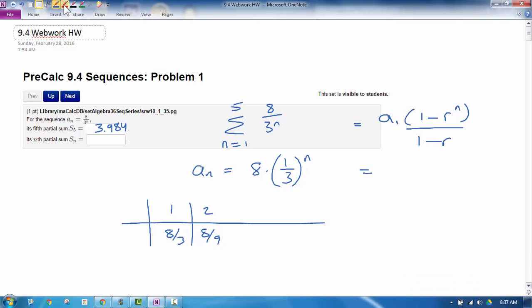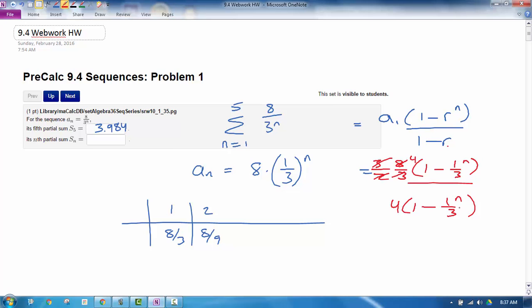Here's the formula. Now we can just plug in. The first term is 8/3 times 1 minus 1/3 to the nth power, all over 1 minus 1/3, which is 2/3. And then I'm going to move that to the top and multiply by 3 over 2 instead. And that way the 3's cancel and 2 goes into 8 4 times. So I'm going to rewrite this as 4 times 1 minus 1/3 to the nth to simplify it a little bit.